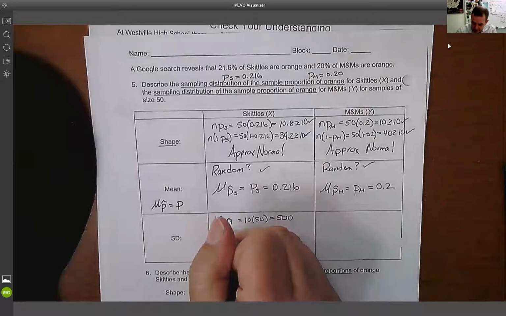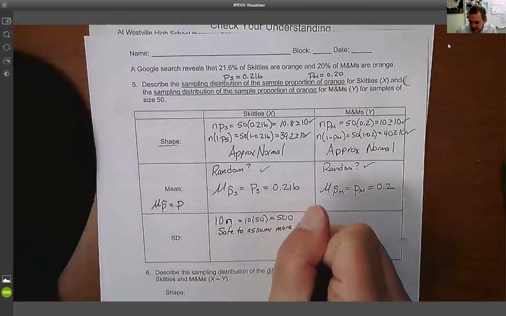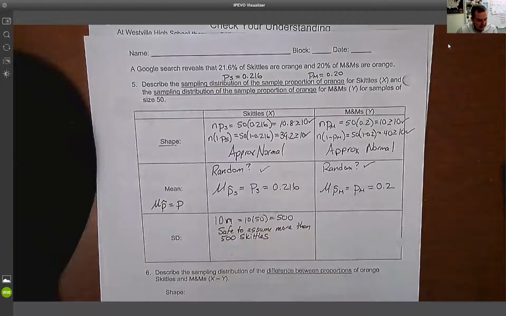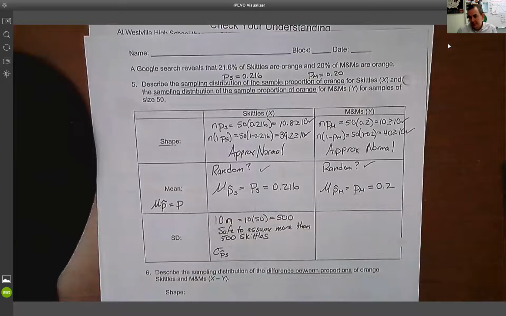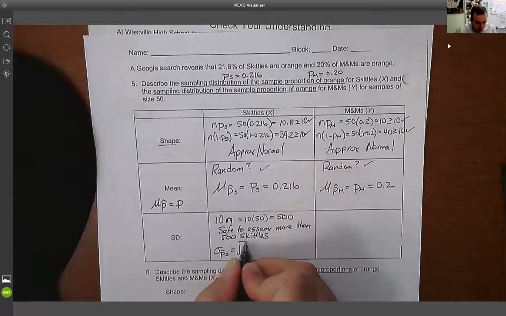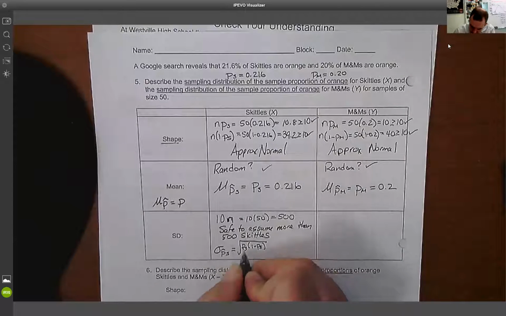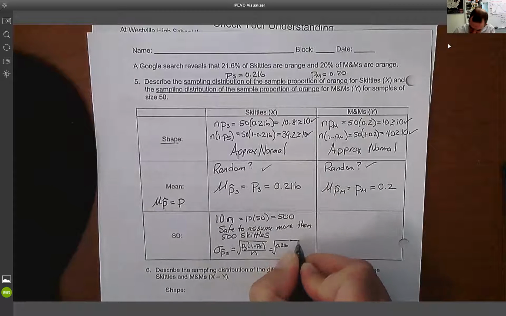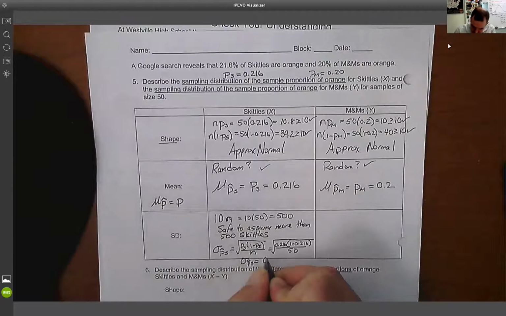So in this one, I'm going to say it's safe to assume more than 500 Skittles. So now I can use this formula from my formula sheet. The standard deviation of the sampling distribution is equal to the square root of p-hat times 1 minus p-hat over n. So it's going to be 0.216 times 1 minus 0.216 over 50. What that tells me is that the standard deviation is going to be 0.0582.